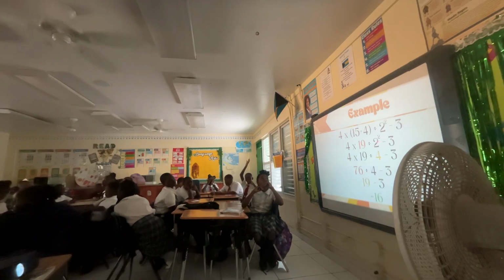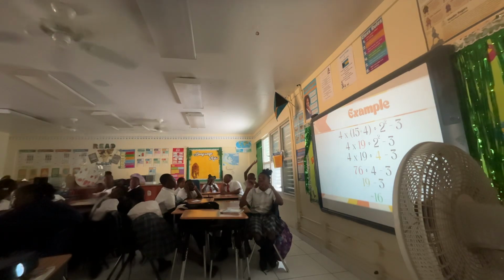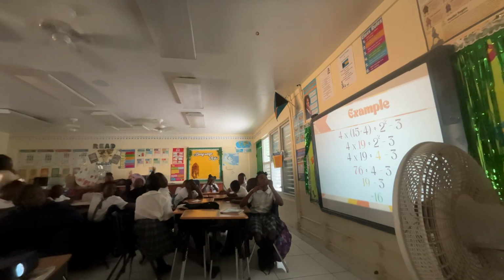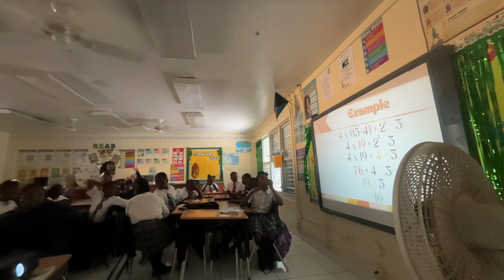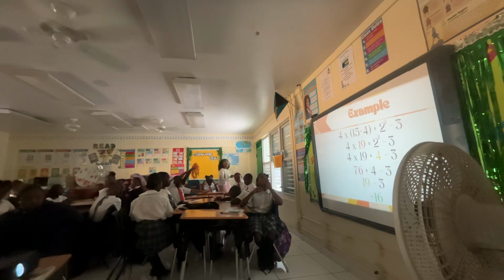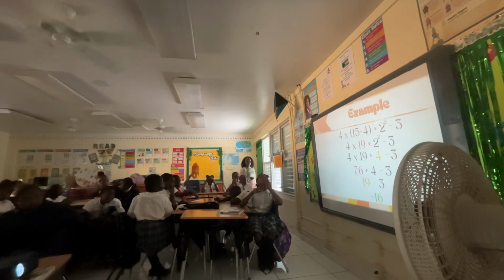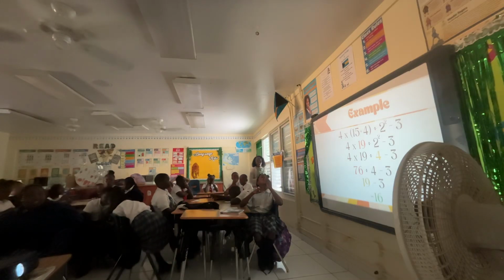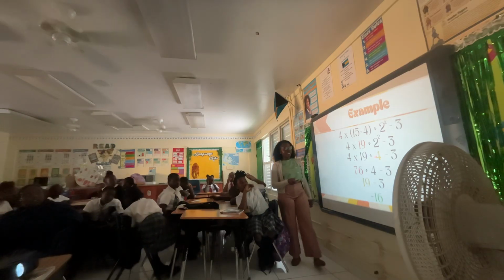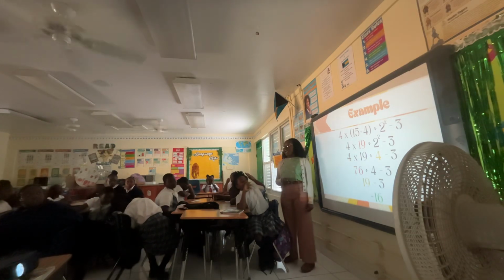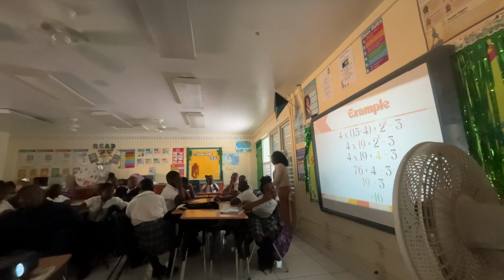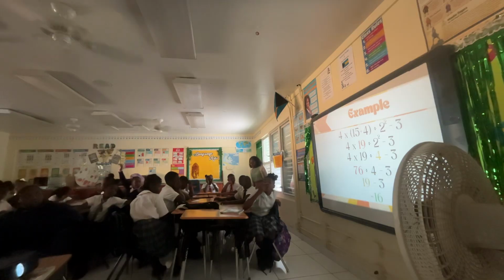Read the whole problem. 4 multiplied by 15. What else? Plus 4 divided by 2. Divided by 2 what? Remember, look at the exponent. 2 to the power of 2. And then what else? Minus 3. Okay. So, tell us, what do we do first? Look at the problem, what do we do first?